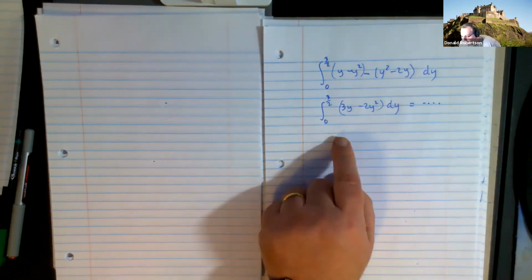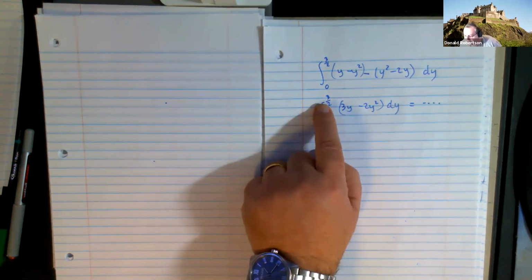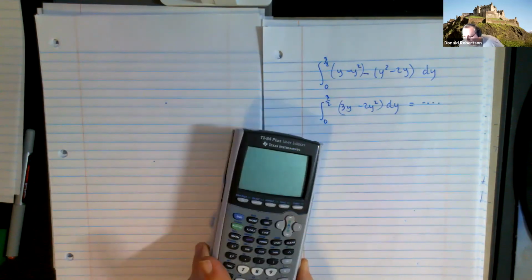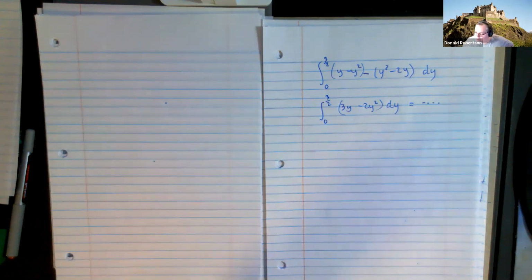Would you be able to do power rule on this integral? Plug in 3 halves, plug in 0, grab your calculator for the awkward numbers that you're going to deal with. And the answer's 1759, so whatever it comes out to be.